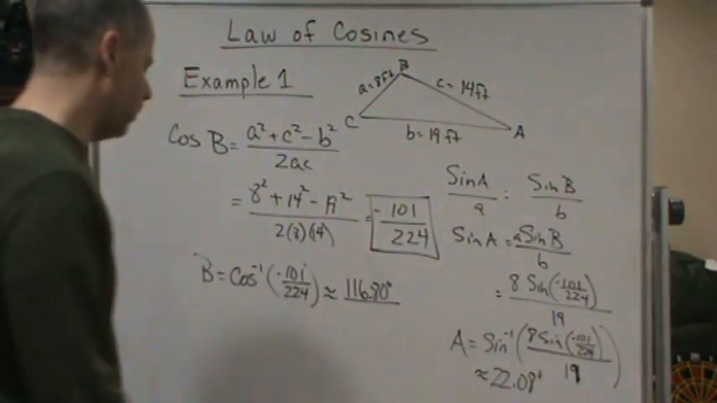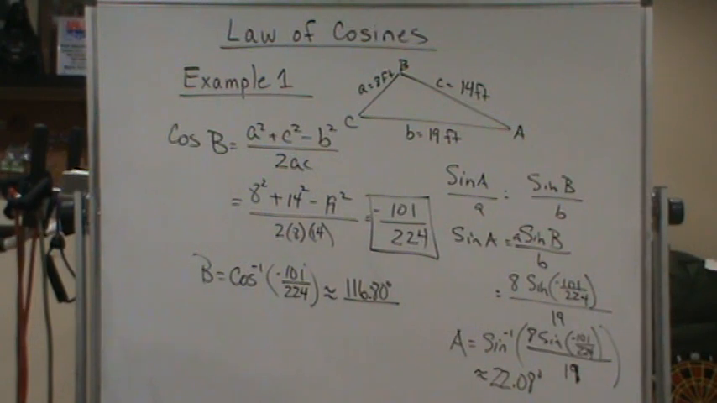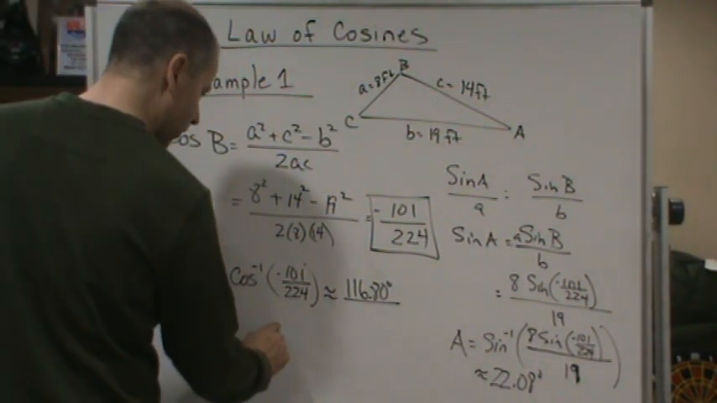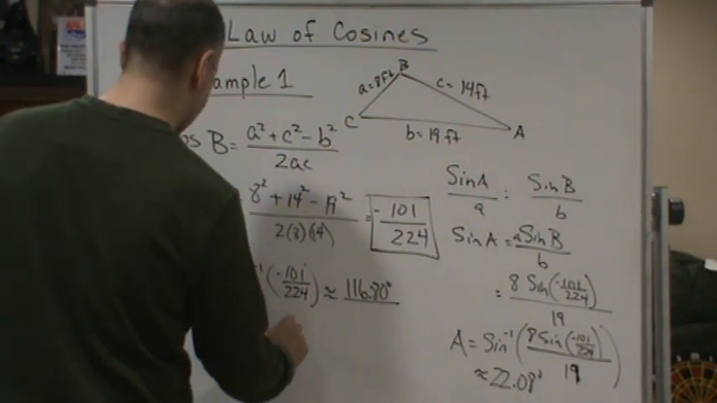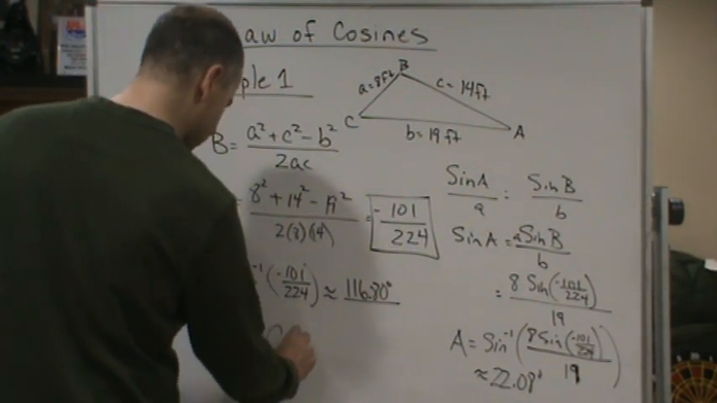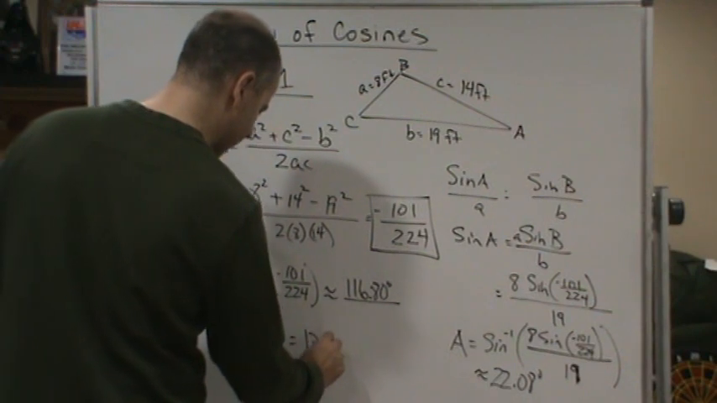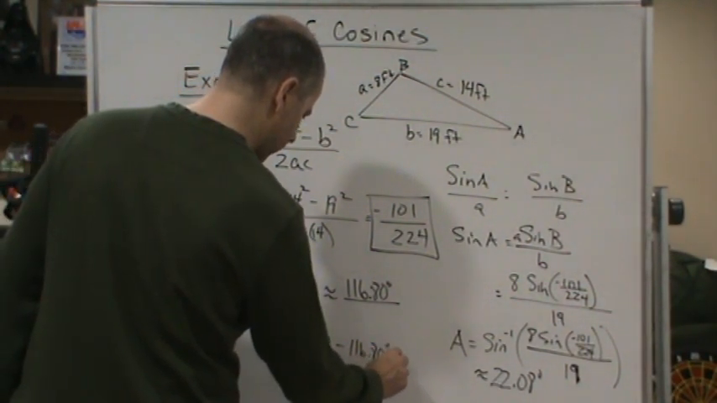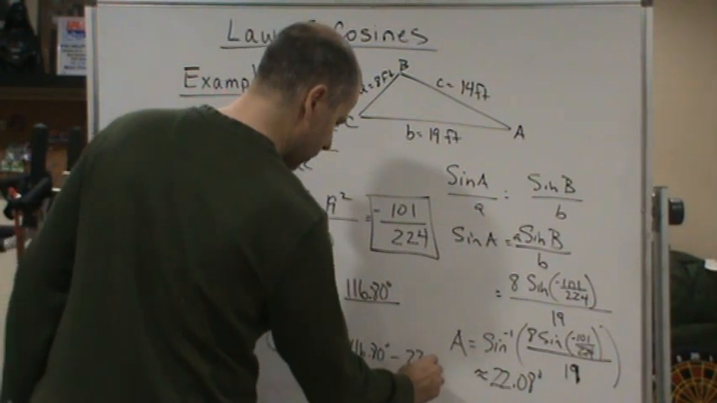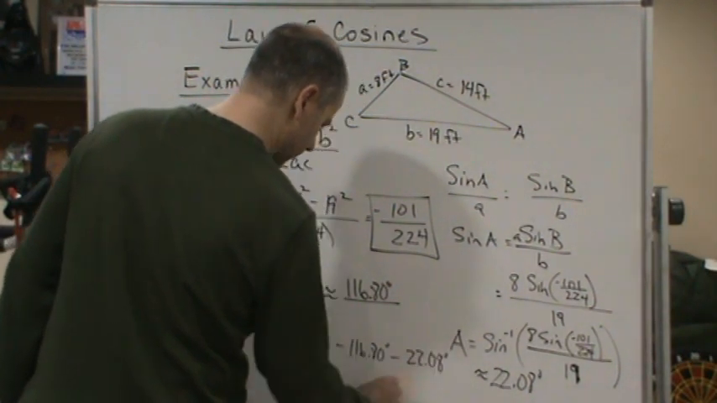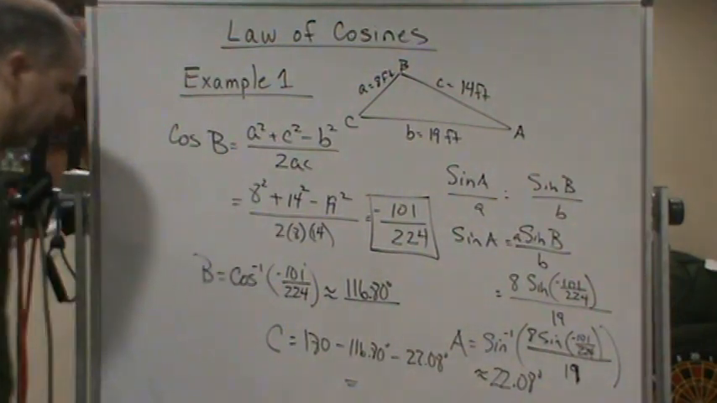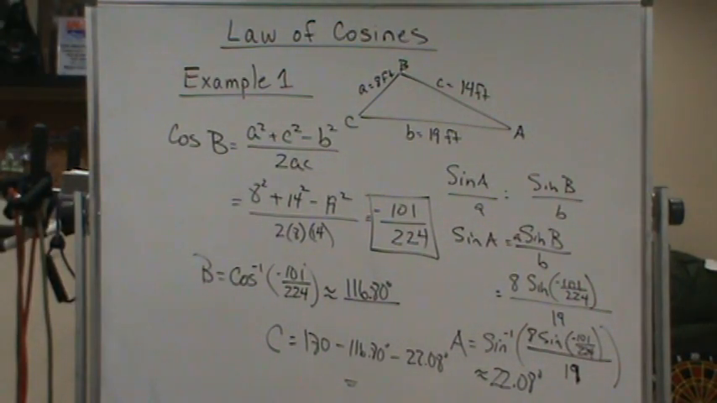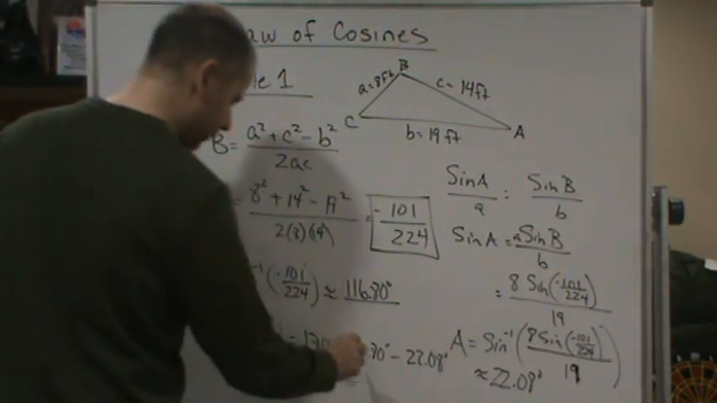And then all you have to do is use what we know about triangles: all the interior angles add up to 180. So if you wanted angle C, angle C is going to equal 180 minus 116.80 minus 22.08 degrees. And that's going to equal 41.12 degrees.